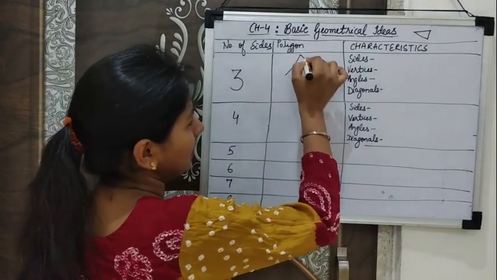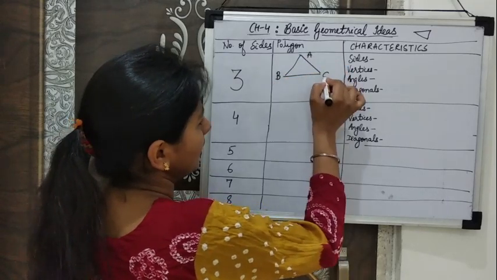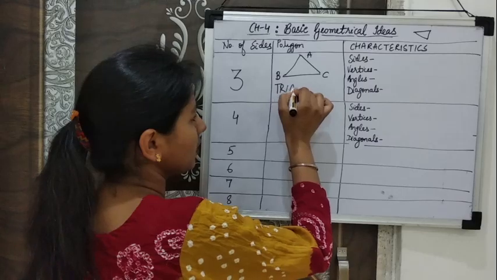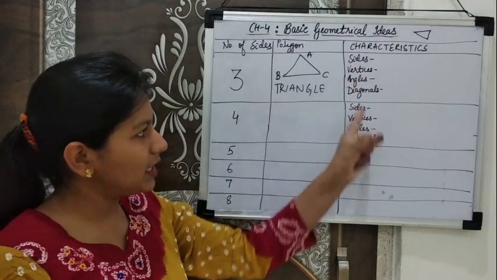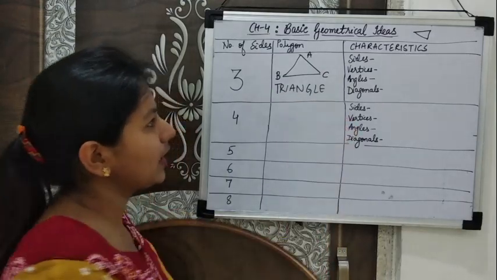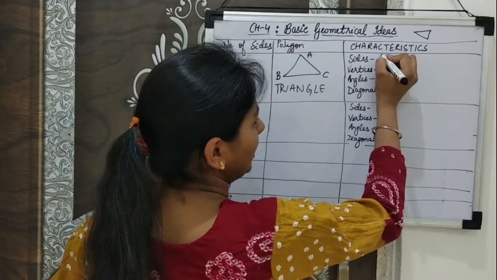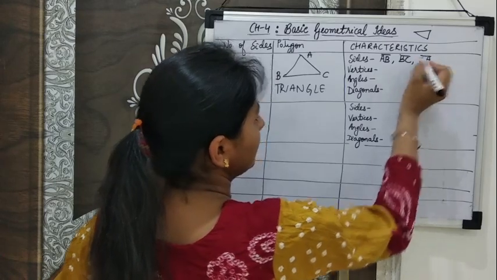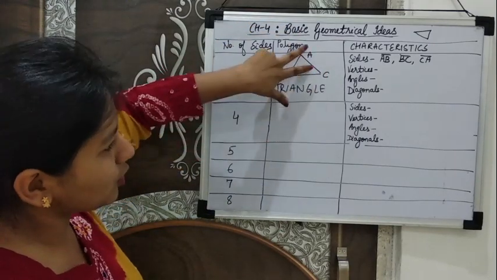So the three-sided polygon, let's name it A, B and C. This three-sided polygon, we know, is called a triangle. Now, like in polygons, we have studied these four characteristics: sides, vertices, angles and diagonals. Similarly for a triangle, how many sides does it have? 3 sides: AB, BC and CA. Sides are formed by joining 2 consecutive points.